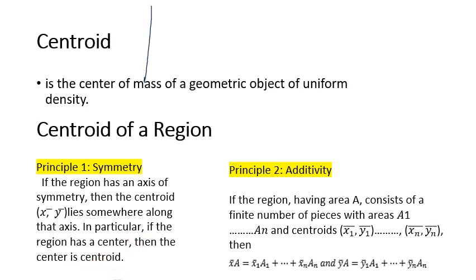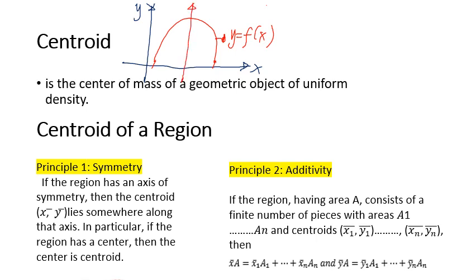So let's say we have our Cartesian plane here, and then we have our curve, which will be represented by y equals f of x. And we do have our axis of symmetry. The axis of symmetry allows us to have two equal parts. So this part here is equal to this part here. So area 1 is equal to area 2.